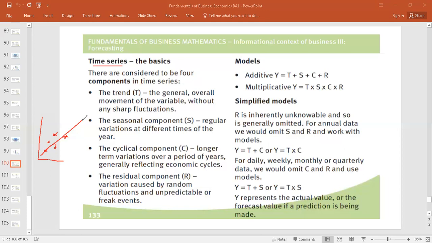For daily, weekly, monthly or quarterly data, we would omit C and R and use models. C is the cyclical component, and because we are looking at only a short period of time, the cyclical movements are not very significant there. So we would omit C and R, where R is the residual component. In case of a short period of time, say daily, weekly, monthly, quarterly, Y would be T plus S or Y is equal to T into S.